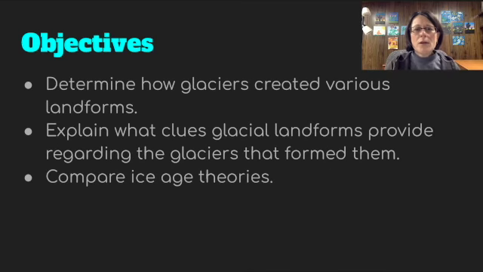Okay. So our objectives today were to determine how glaciers created various landforms, explain what clues glacial landforms provide regarding the glaciers that formed them, and compare ice age theories.